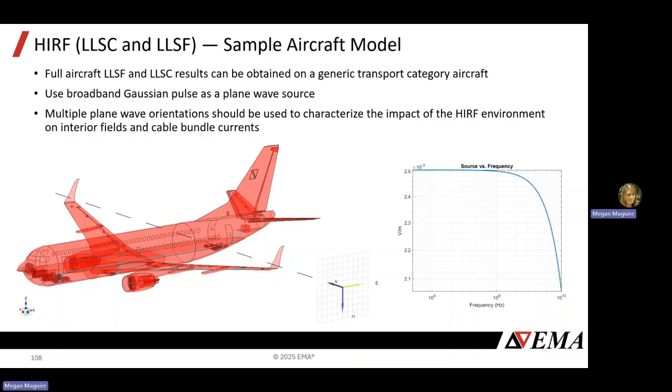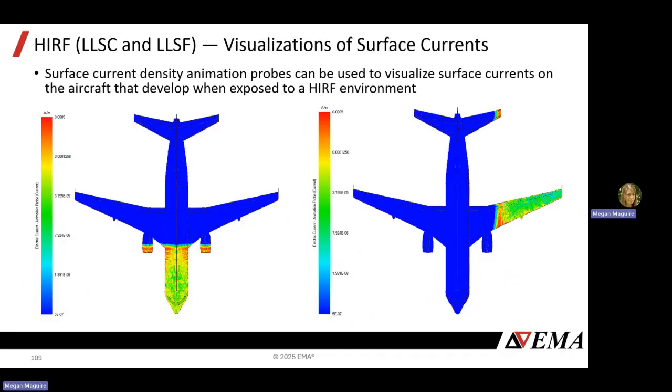You can simulate LLSF and LLSC on a full transport category aircraft. You'd use a broadband Gaussian pulse as your plane wave source. You could use one of the HERF environments that are defined, but using just a basic broadband Gaussian pulse, you can define transfer functions, which I'll go into. You want to use multiple plane wave orientations to really well characterize the impact of the HERF environment.